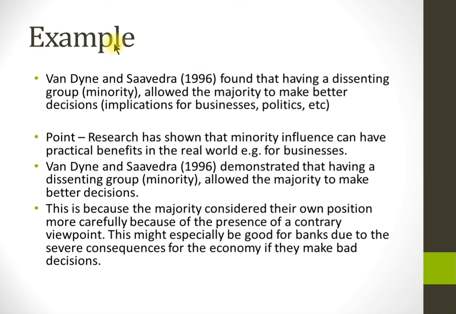AO3 example, and then you're going to be practicing one yourself. Van Dine and Saavedra, 1996, found that having a dissenting group minority allowed the majority to make better decisions. Turn this into a PEE. Well, research has shown that minority influence can have practical benefits, and so on. The research itself, and then the benefits of that research and why it matters. Here I've used an example of why it would be a good idea for banks to employ this method.